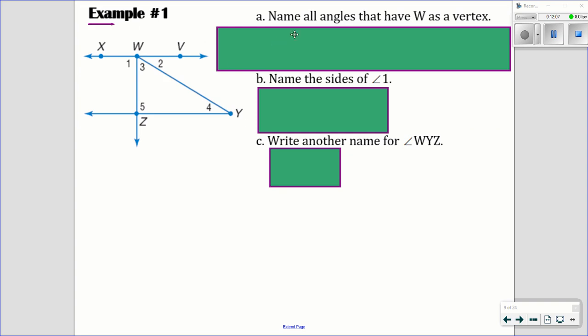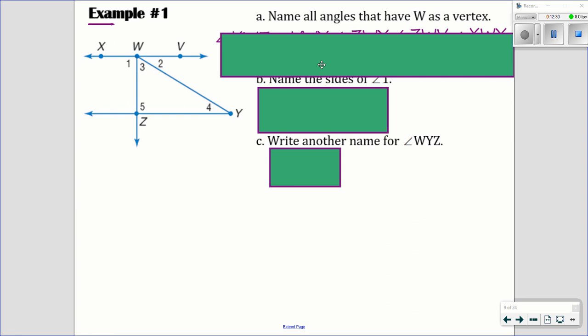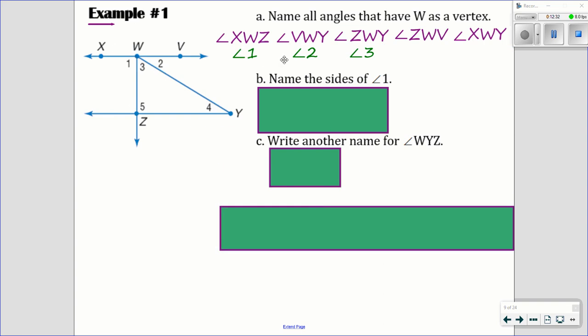Alright, so now we've got some examples. They say name all the angles that have W as a vertex. So we have a few of them. I see angle 2, I see angle 3, I see angle 1. This part, angle XWY, I got VWZ. So let's see what is written. So angle 1, 2, 3, or you can label it as angle XWY, XWZ, VWY, or ZWY.